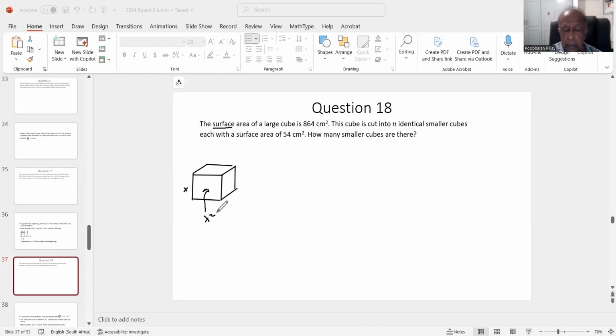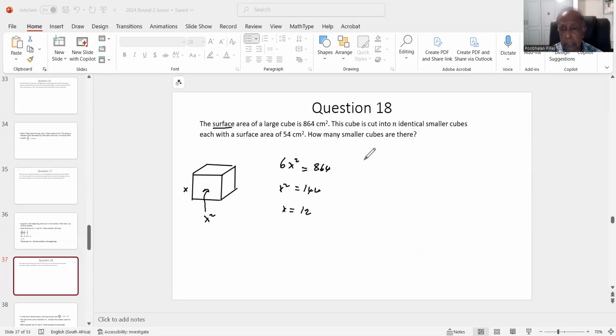So each face has area x squared. Therefore, altogether, the area will be 6x squared. But it's given that the surface area is 864. Then if you work out, x squared is 144, so x is 12. So the side of the cube is 12. Now, what do they say here? They say the cube is cut into n identical smaller cubes, each with surface area 54. So you've got smaller cubes.